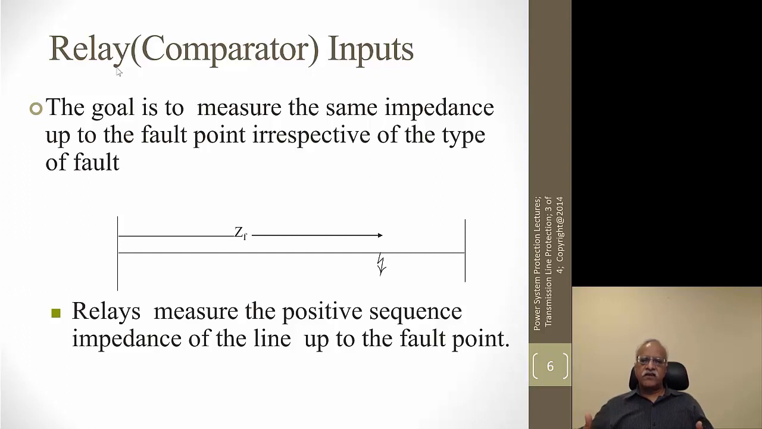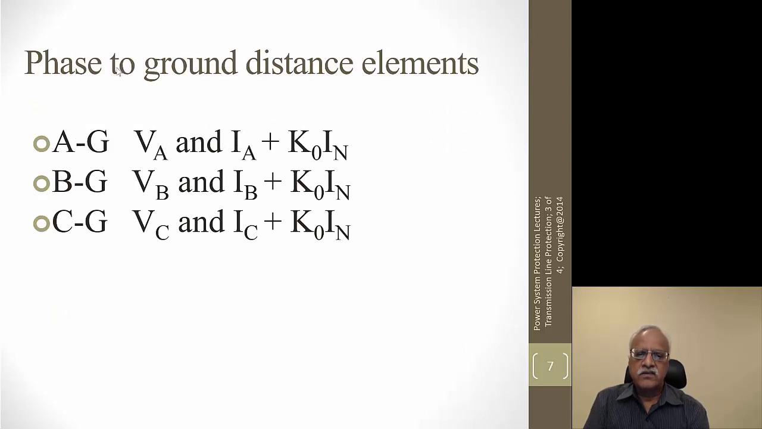So now we will look through what inputs are required for this relay to measure actually the same impedance up to that fault point. Let's look at it. The relays essentially measure the positive sequence impedance of the line up to the fault point. This is the basic intent of our design, that the relay should measure only the positive sequence up to the fault point.